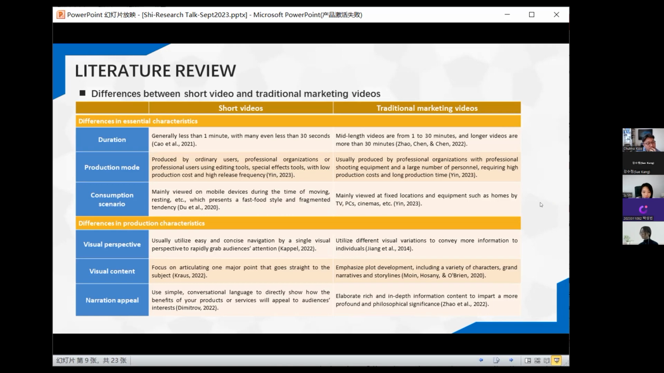Okay, Prof Si Shi. My question: short video and traditional video, two classifications, which is very essential and necessary. And you figure out three differences: duration, production mode, and consumption scenario. But my question, what do you think about that? TikTok is pretty much operated by an AI and algorithm-based approach. So I know that you classified the three types of dimensions: visual perspective, contents, and narration appeal. But why TikTok is so different from others is the algorithmic approach and the recommendation to users and viewers. Did you think about the AI characteristic of this research topic model?